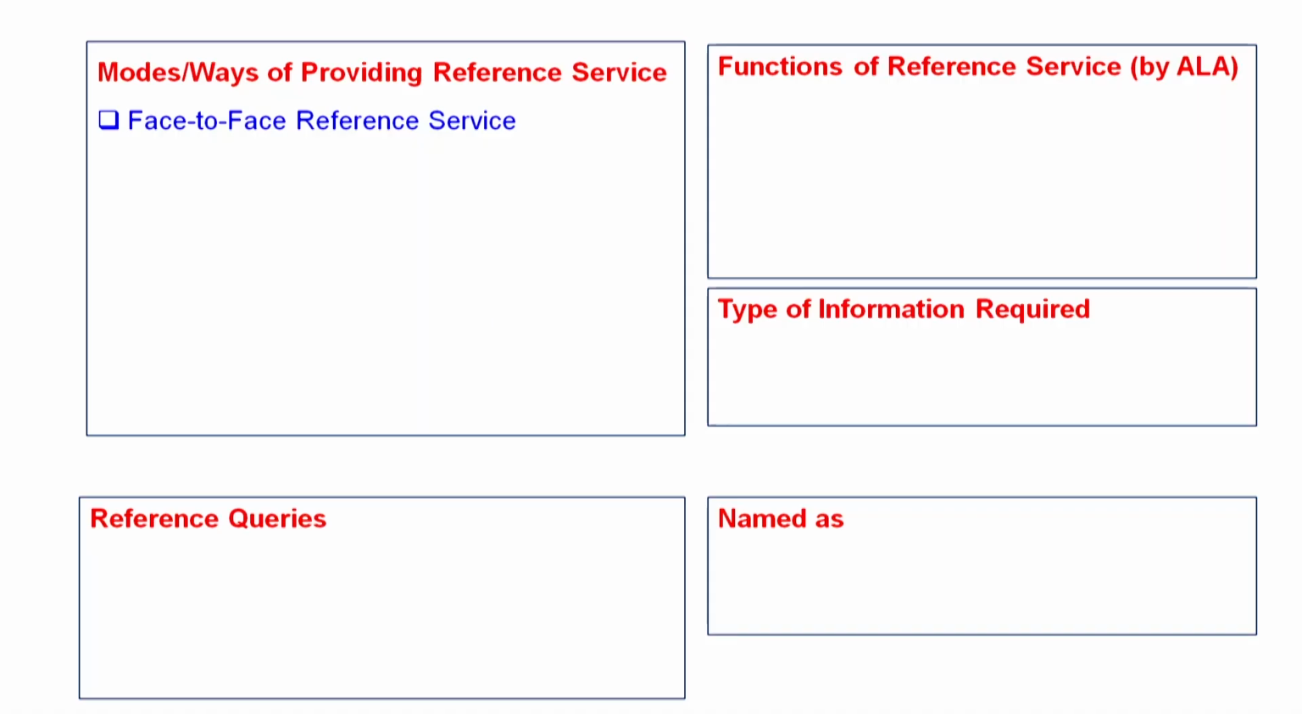So, face-to-face reference services: normally the person physically visits the library and asks a question, and you will be able to answer such questions. So that is one of the major ways in which we can provide reference services to the users, that is, face-to-face reference service.